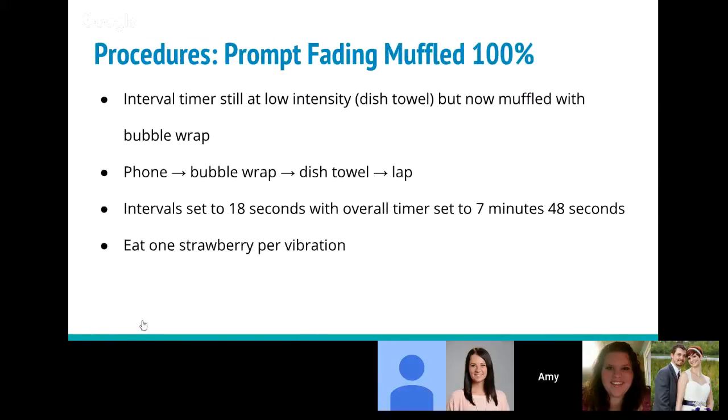The next phase was prompt fading, muffled 100%. So to muffle the vibration, we added bubble wrap with the dish towel. So the layers went the phone on top of the bubble wrap, on top of the dish towel, on top of the lap to make the vibration even less intense. For this phase, the interval timer was still set to 18-second intervals with the overall time set to 7 minutes and 48 seconds. And participants were supposed to eat 1 strawberry per vibration.